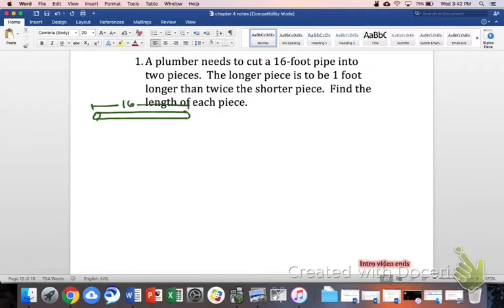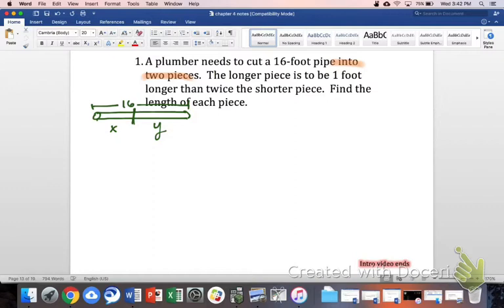So I'll label my picture as such. In the first sentence, we are told the plumber needs to cut that 16-foot pipe into two pieces. We don't know exactly how long they're going to be, or if they're going to be the same length or different lengths. In algebra, if there's something we don't know, we usually label it with a variable. So I'm going to put my cut in the pipe right there. The piece on the left is called X, and the piece on the right Y. I'm using meaningful variables and labeling my picture with them.